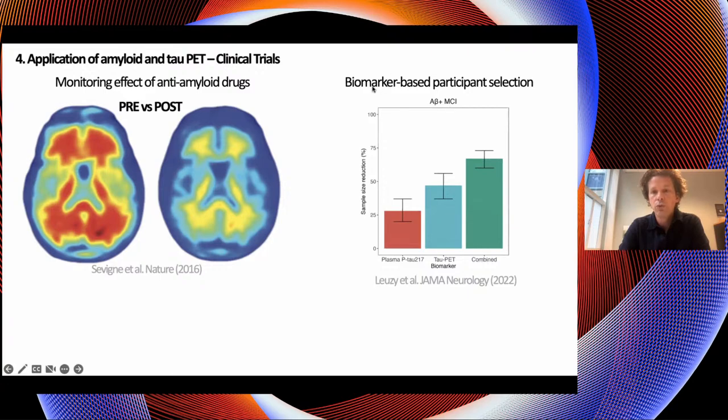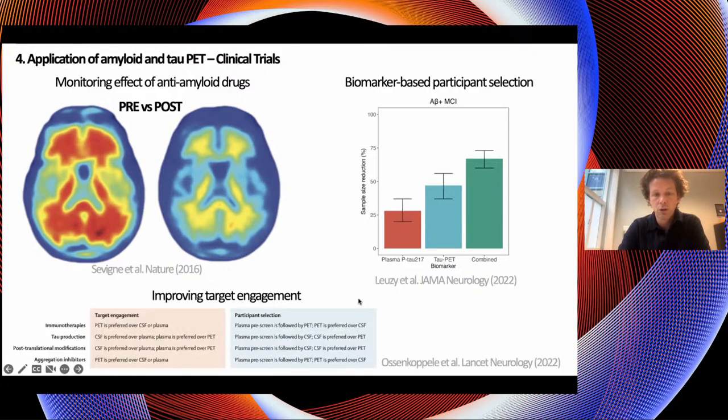It can also be used for the selection of participants based on biomarkers. So the outcome here was tau PET signal over time. And we compare here tau PET against plasma p-tau. And what we can conclude from this is that tau PET by itself was a stronger predictor than plasma p-tau 217. But in combination, they were even better. So there's also some benefit potentially in combining biofluid and neuroimaging markers in the future.